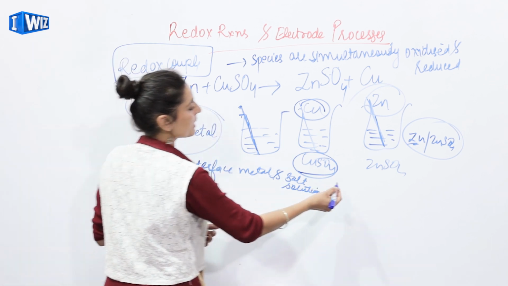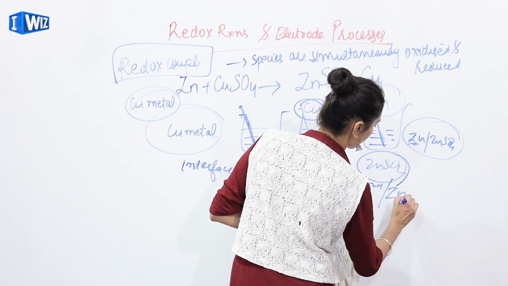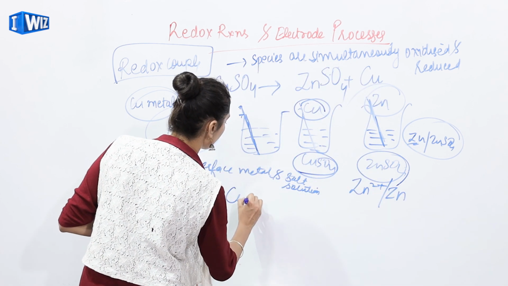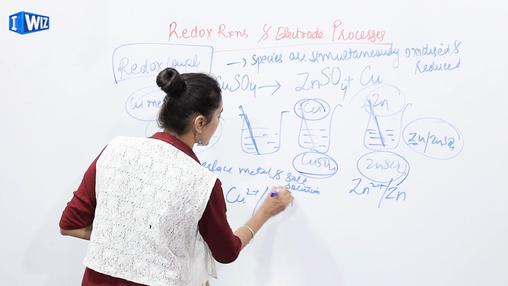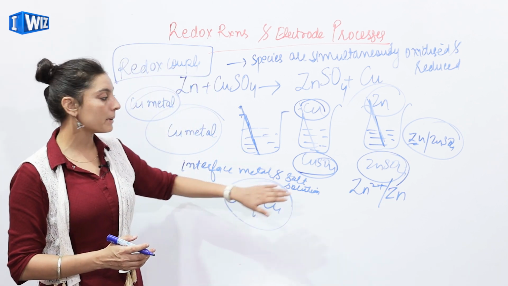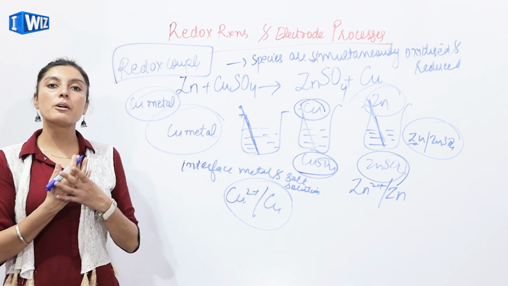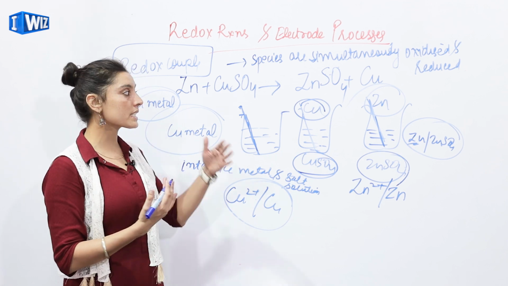If I have to present the redox couple over here, I'll say Zn2+ and Zn. If I have to write about here, Cu2+ and Cu, a slash is there to represent a couple. So this is the copper couple, this is the zinc couple. Clear? Moving ahead, there is a third way of performing the same experiment, which is as follows.